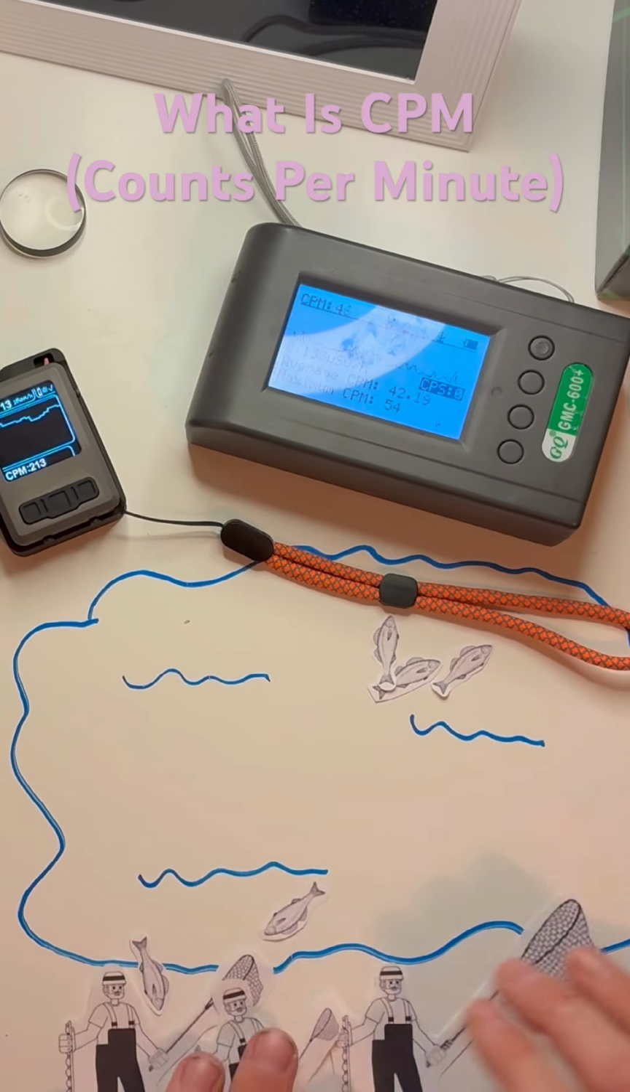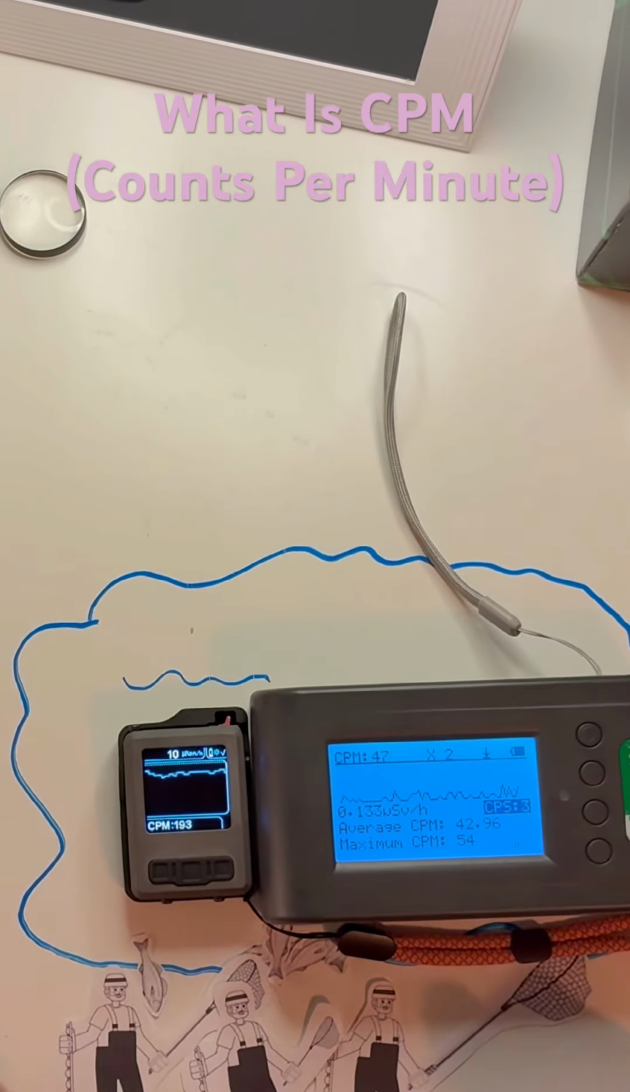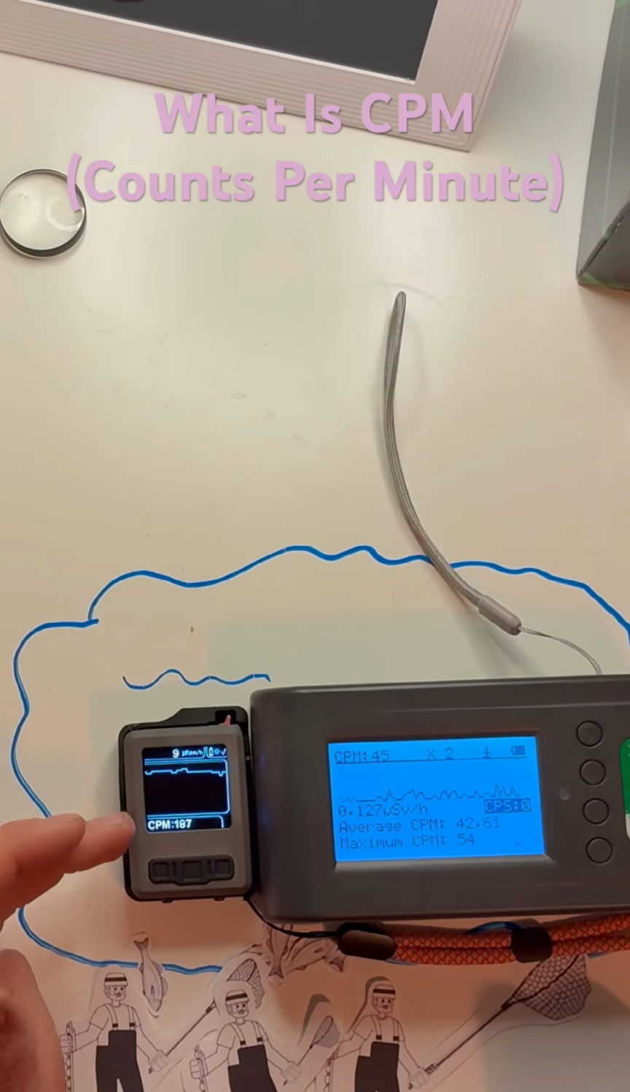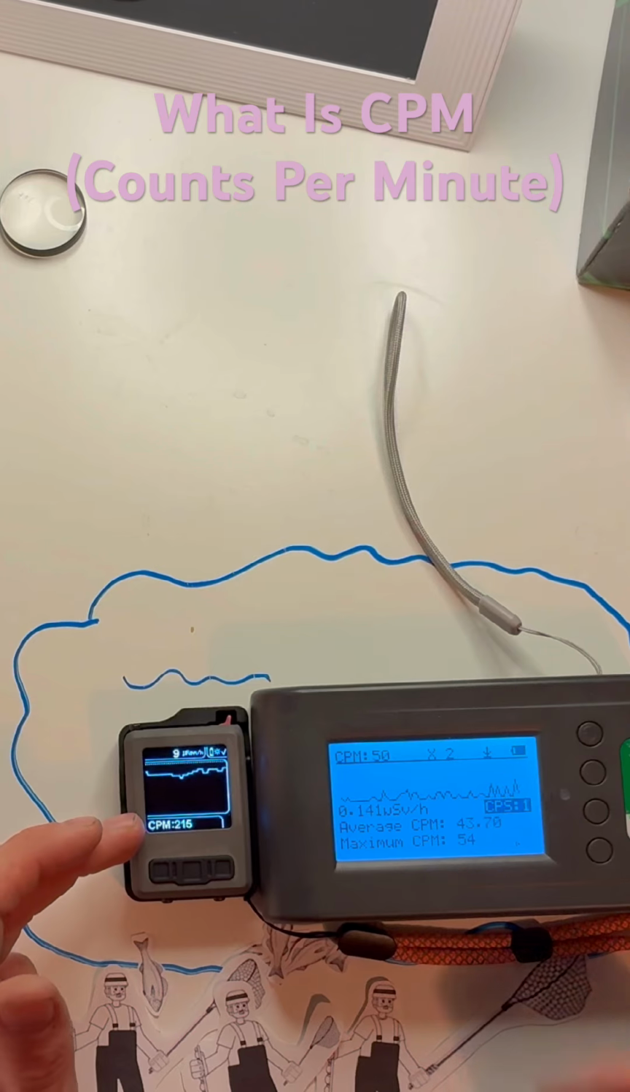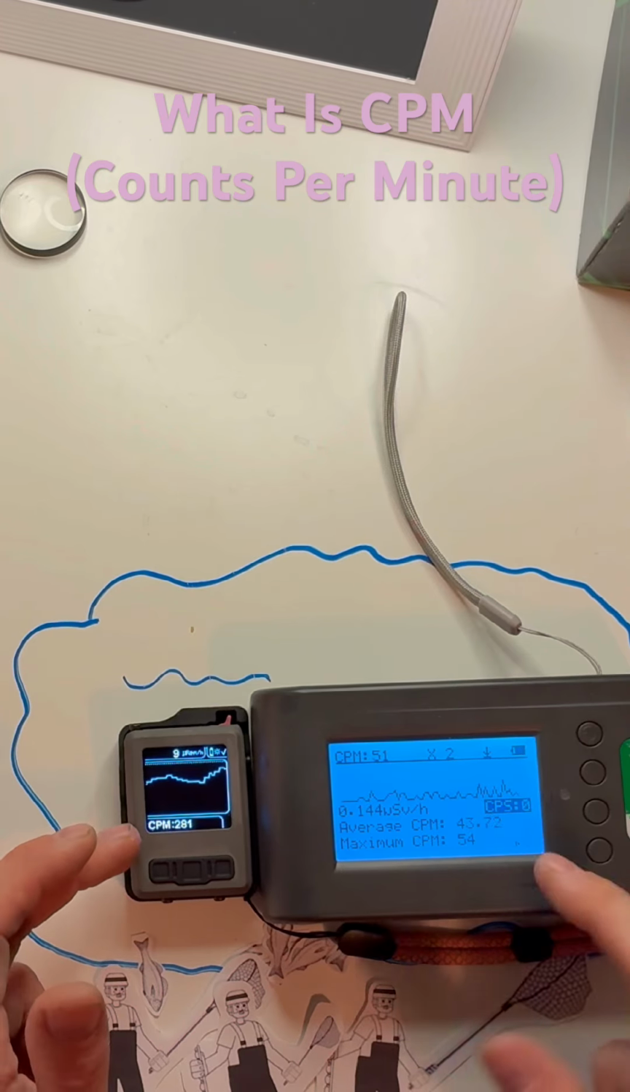So next, what I want to do is bring these instruments back in. So you can see the background count rates here. We have around 200 counts per minute on the AlphaHound right now, and around 43 counts per minute on the GMC 600.